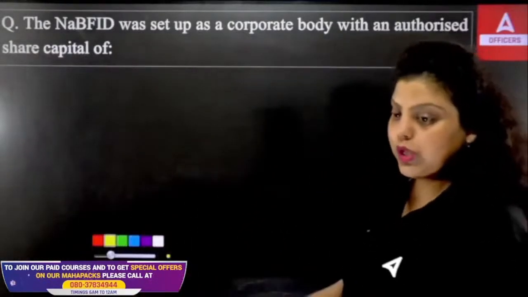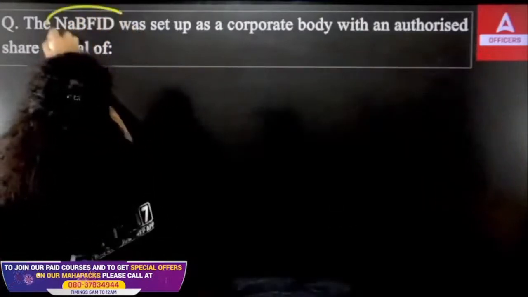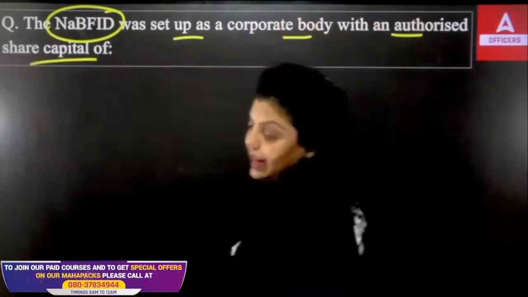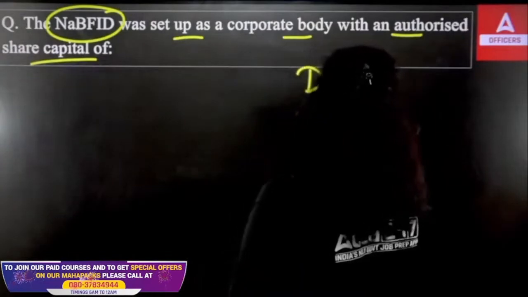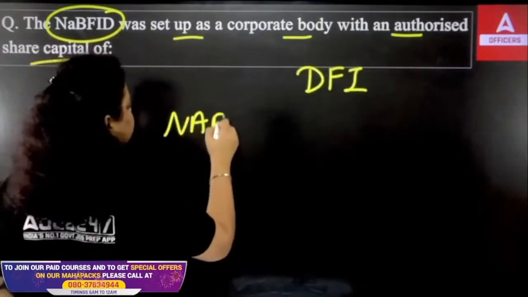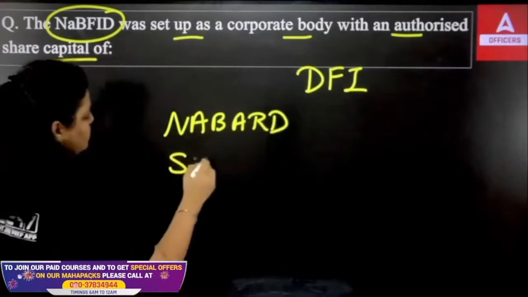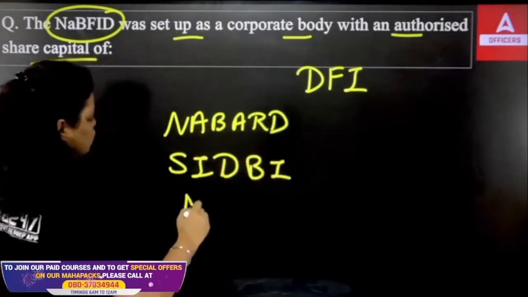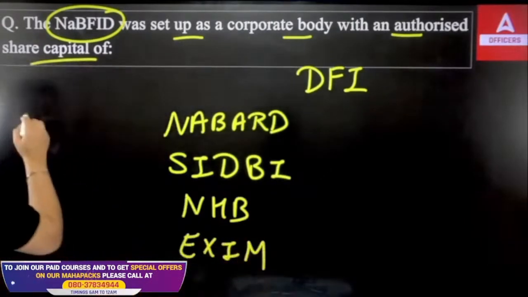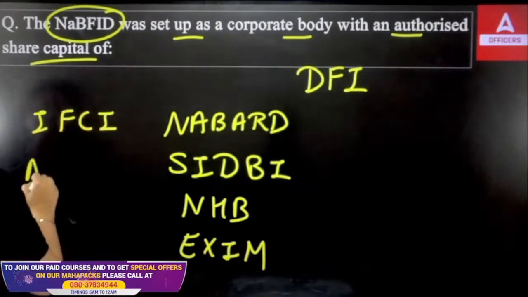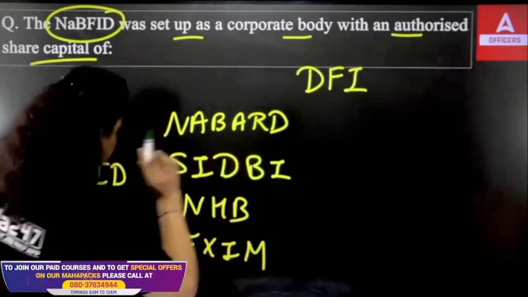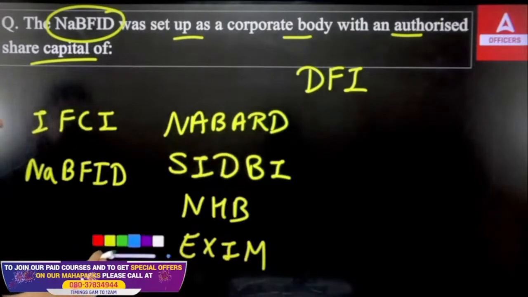Okay, so the first question is: the NABFID was set up as a corporate body with an authorized share capital of dash. So if I talk about NABFID, NABFID is a development financial institution. We have NABARD, we have SIDBI, we have NHB, we have EXIM, we have IFCI, and then NABFID. So these are the development financial institutions, and they work for a particular sector only.